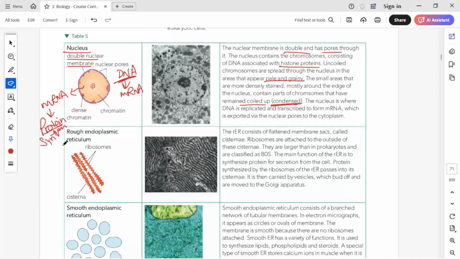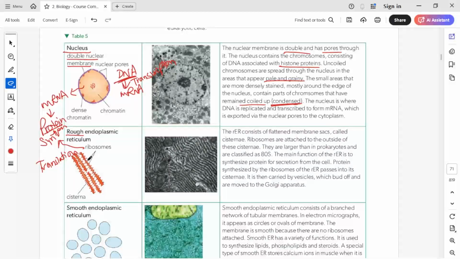Now the next one is the rough endoplasmic reticulum. Why do we call it rough endoplasmic reticulum? Because ribosomes are attached to these endoplasmic reticulum membranes. These ribosomes are helpful in protein synthesis. The function of ribosomes is protein synthesis, and the process is called translation. DNA to mRNA synthesis is called transcription. Transcription takes place inside the nucleus. Translation takes place outside the nucleus, inside the cytoplasm.